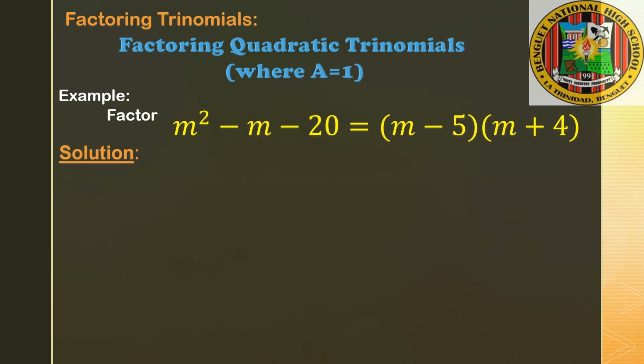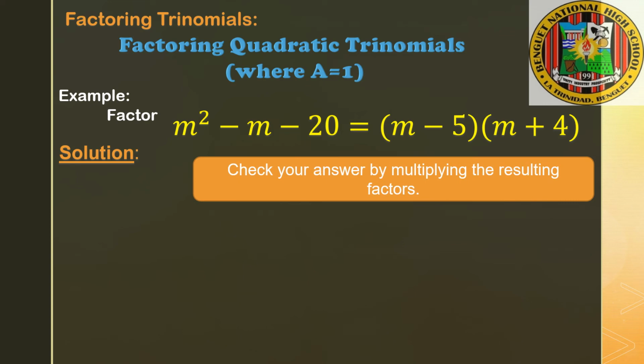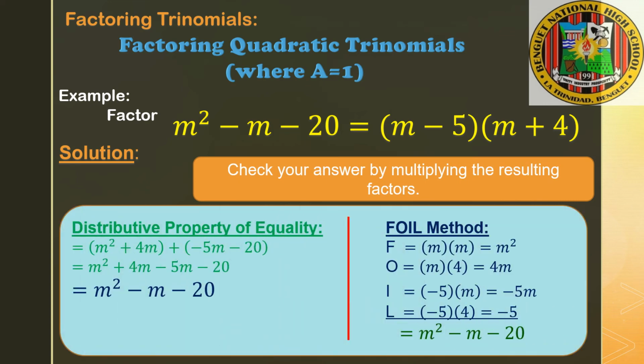Of course, we check our answer by multiplying to see if our factors are correct. In the solution, we can see that when we multiply the factors, the quantity m minus 5 and the quantity m plus 4, through distributive property or FOIL method, we get a product that is equal to our given trinomial. So we can say that our answer is correct. Good job in following with the lesson.